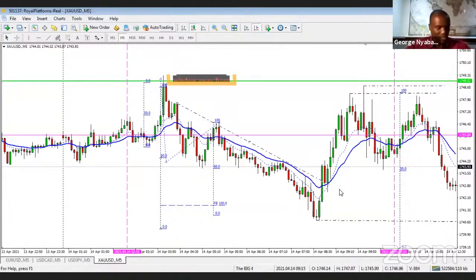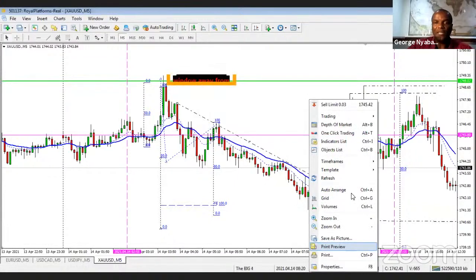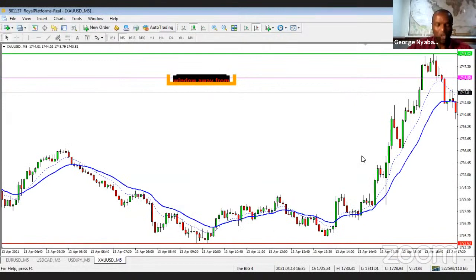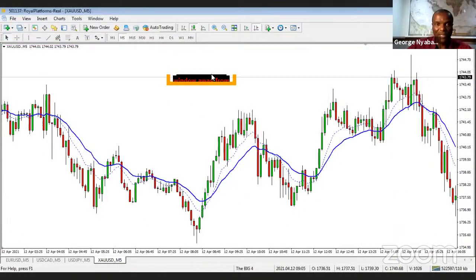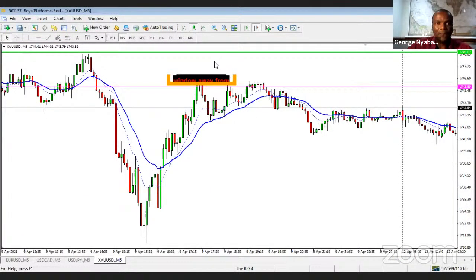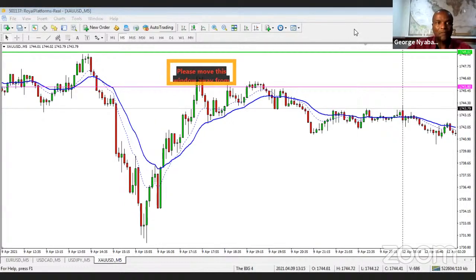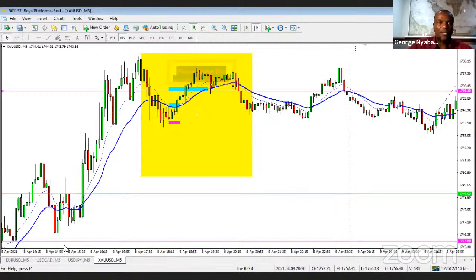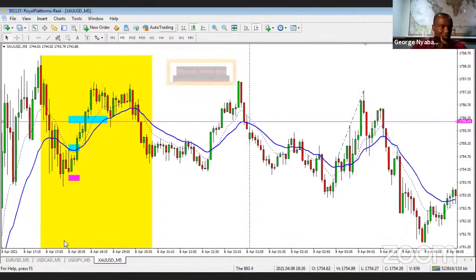What I want to do, guys, just quickly, I want to go to the 8th of April on three currency charts. I marked them earlier on. Okay, and just show you a trade that I took.